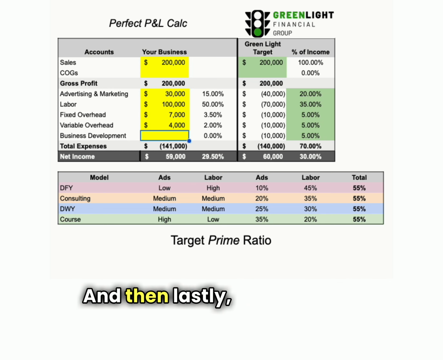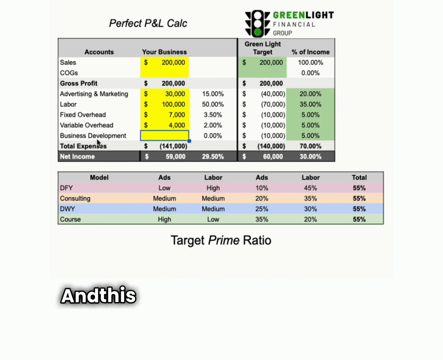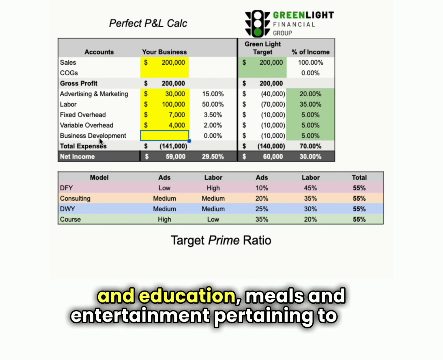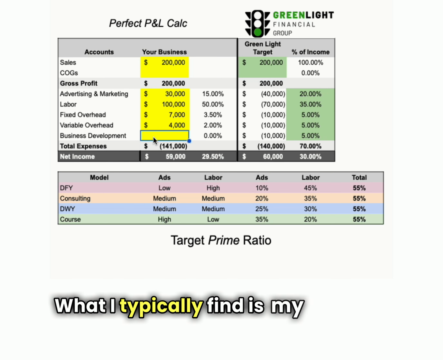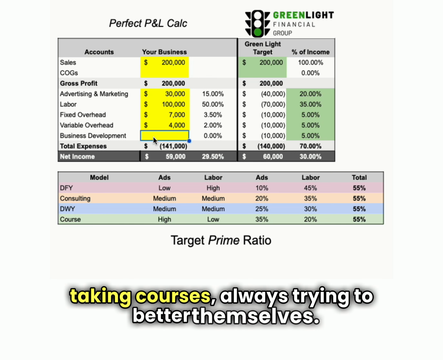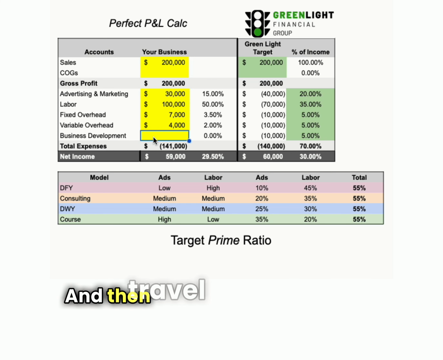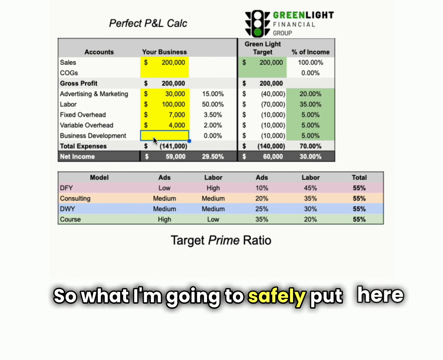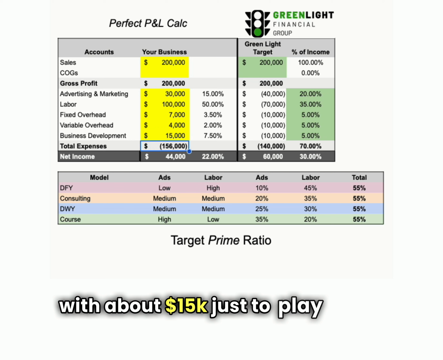Cool. And then lastly, this business development category is something that we actually use specifically with our company. This category is for things like training and education, meals and entertainment pertaining to the business, as well as travel. What I typically find is my clients in the online world are always trying to learn, taking courses, always trying to better themselves. There are typical meal expenses as a business owner, whether it be for your team or for yourself. And then travel can be anywhere between, let's say, 5 and 15K if you're going to events. So what I'm going to safely put here as a general number for all that is about 15K just to play it safe.